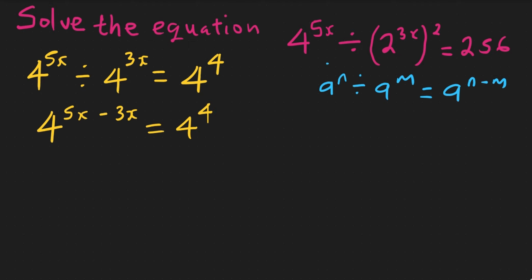As you can see, the bases are the same. We have 4 and we have 4. So it means the powers are also the same. On the left hand side, we have 5x minus 3x, which is just 2x. And on the right hand side, we have 4. So we can get x by just dividing both sides by 2, so that we have x is equal to 2.